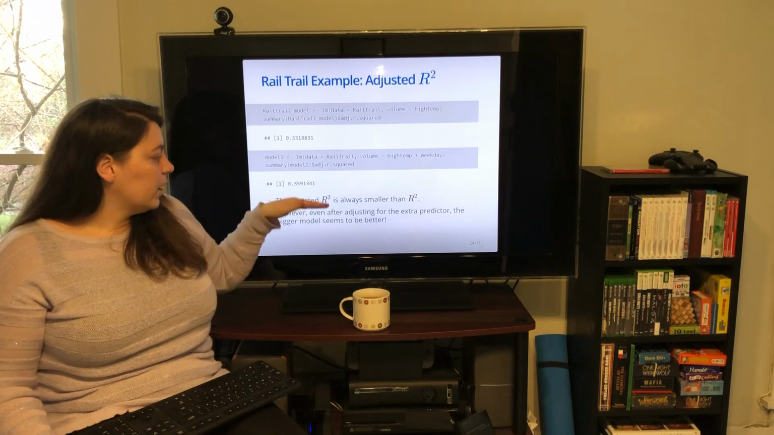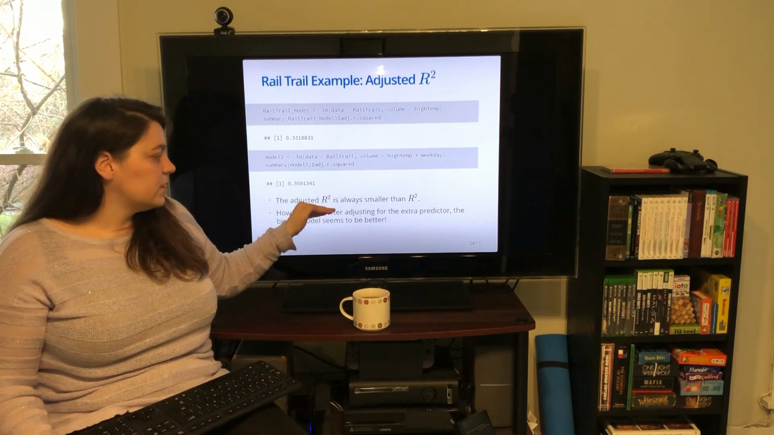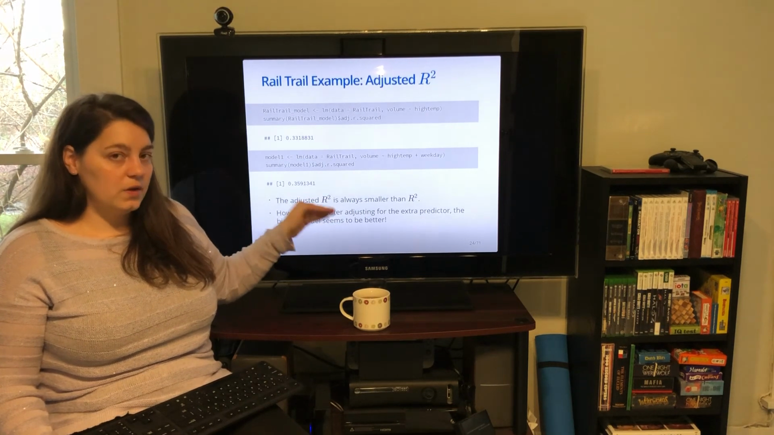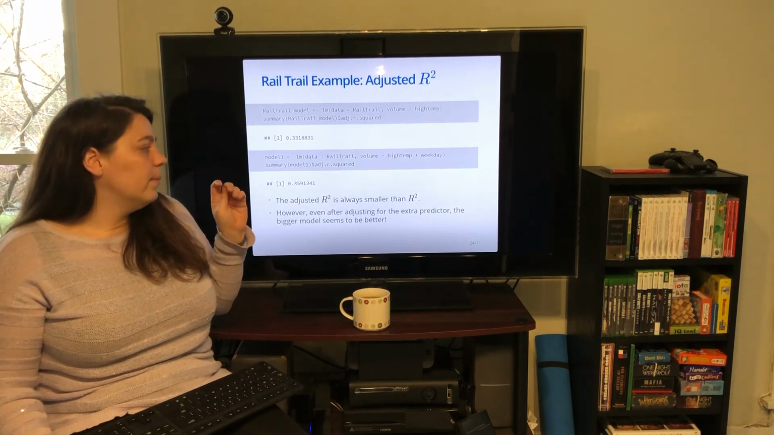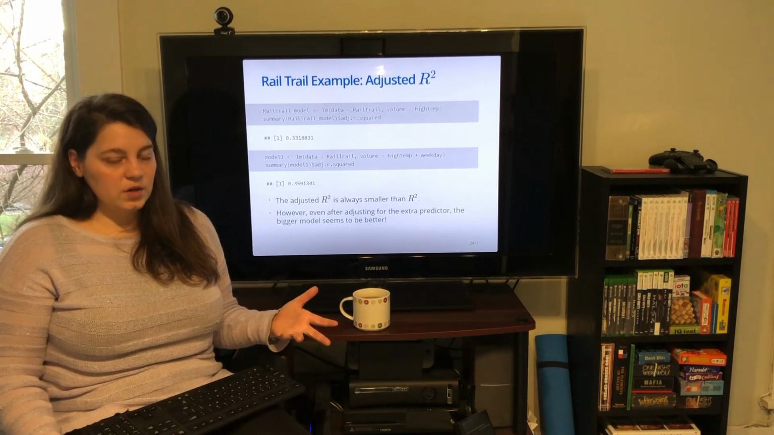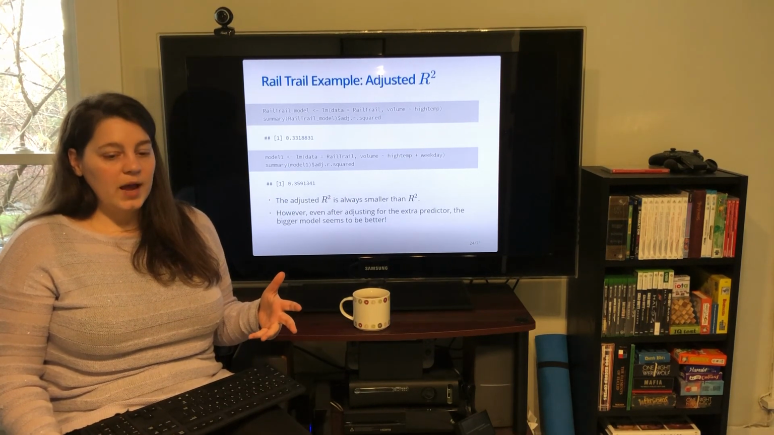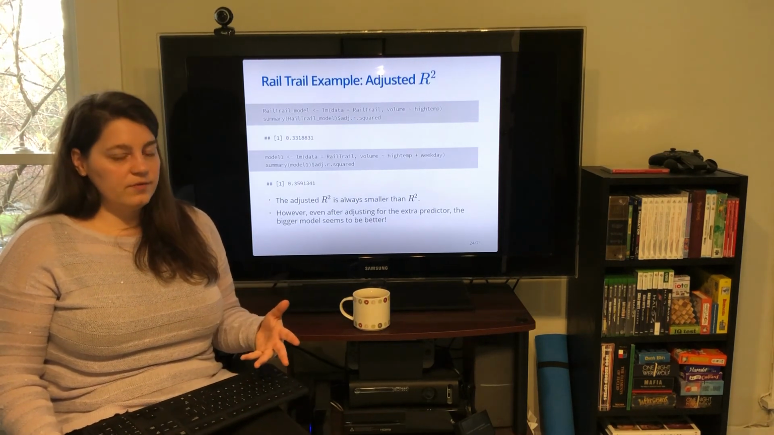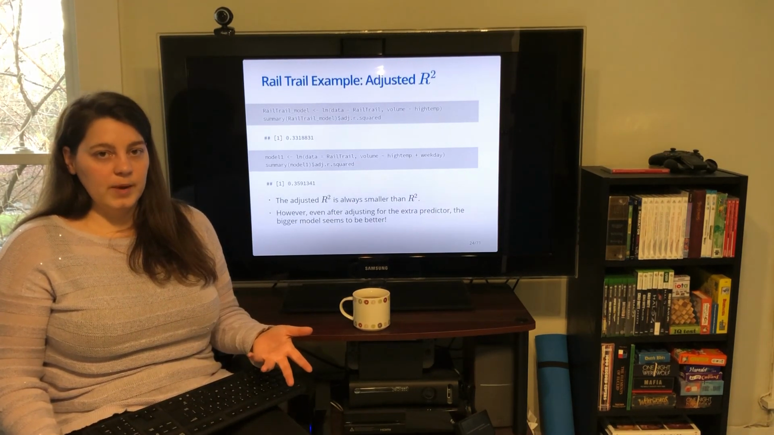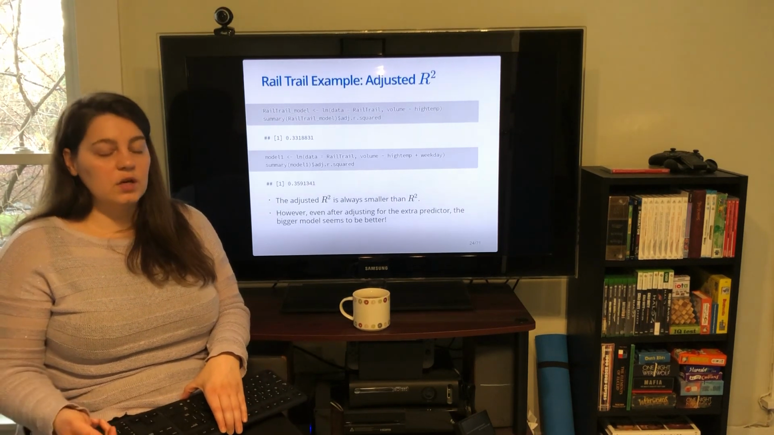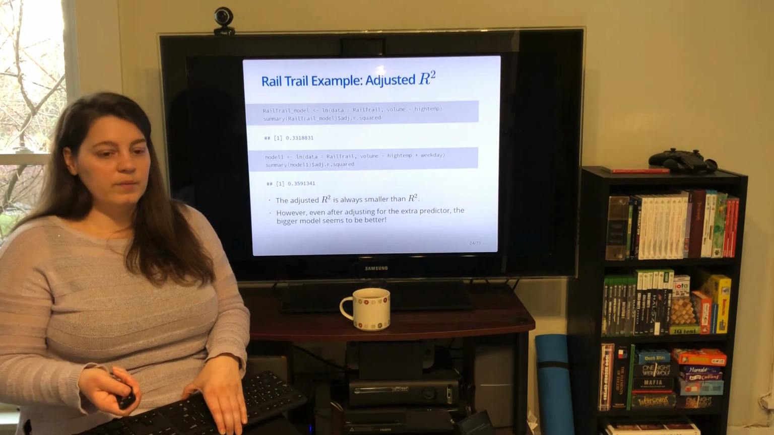Now, a couple of other facts. The adjusted R squared is always smaller than R squared. Always, always, always. But again, you can still make comparisons on the basis of using the adjusted R squared. There are times when having an extra predictor really helps, and it overcomes the penalty from adding another variable into your model, and that's when we would see a higher adjusted R squared, and that's the model that we would want to use.